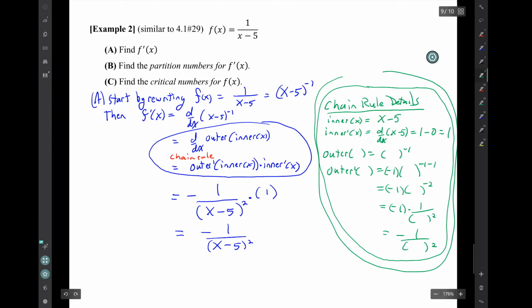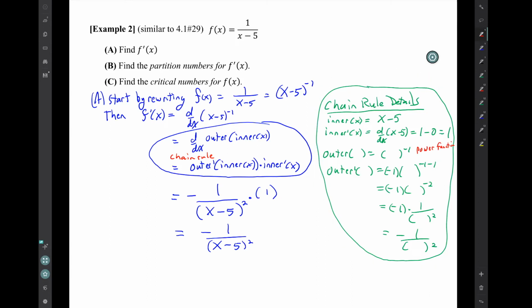Notice that the outer function is a power function, so to find its derivative, I used the power rule. And then I wrote the final result in positive exponent form. So there's our derivative. Now we have to find the partition numbers. We have to find the x values that cause f prime to be 0 or f prime to be undefined. We'll do that on the next page.